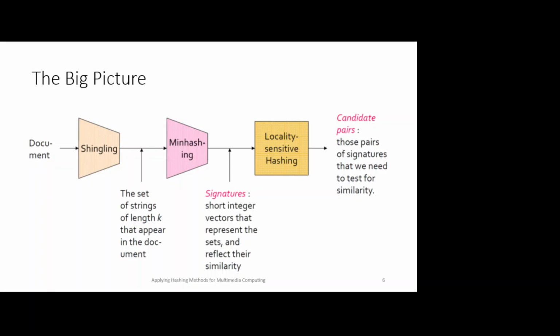This technique tries to generate short integer signatures from the previous shingling set, but we still want to reflect the similarity between any two documents. And then finally is locality sensitive hashing. This idea is to build an index structure so that we can find candidate pairs. Candidate pairs means we expect they are highly similar, so we can find them very, very fast.